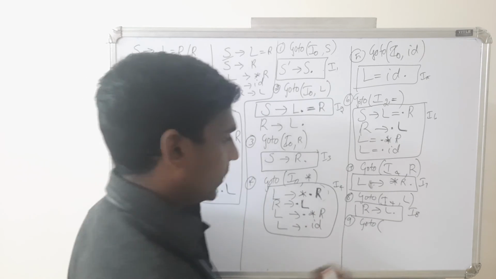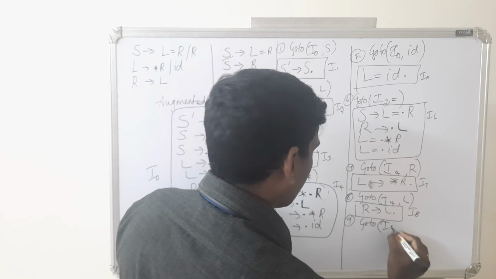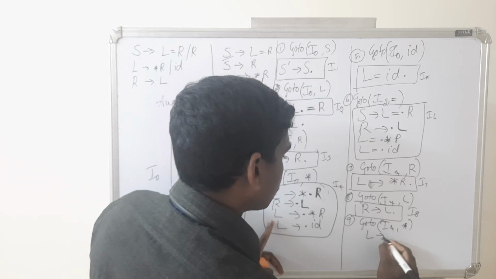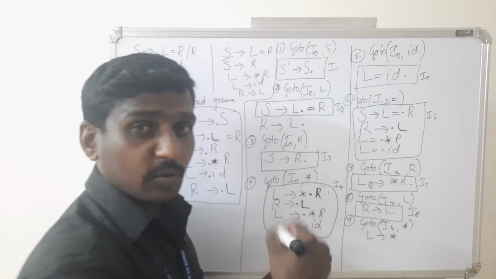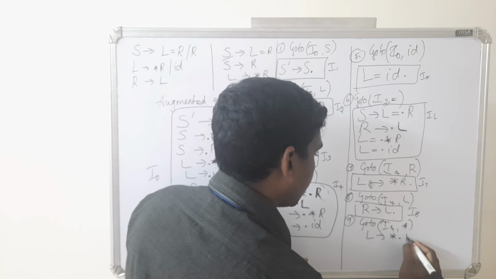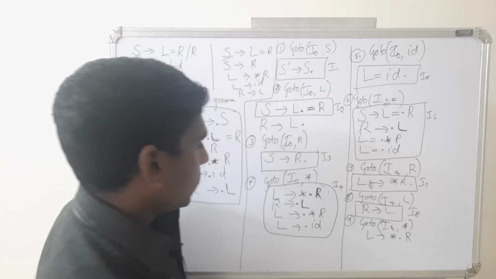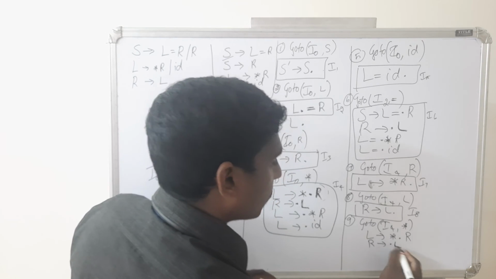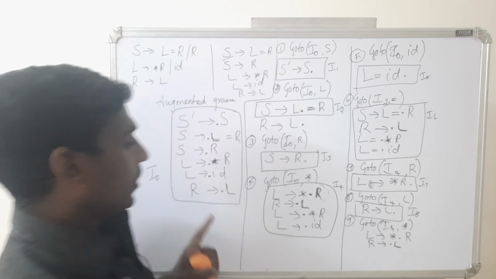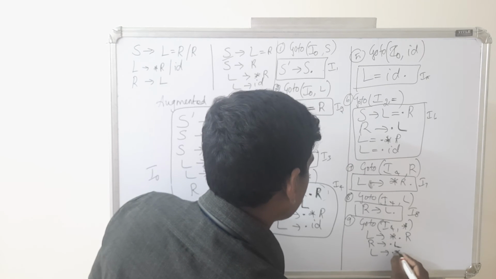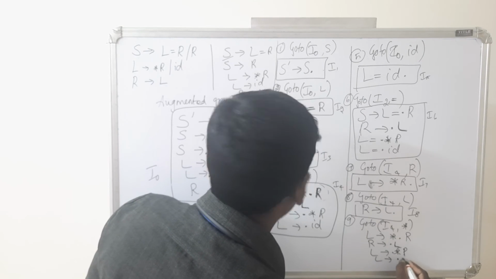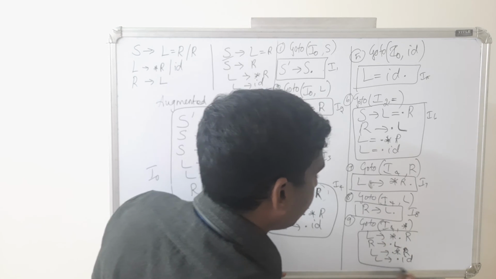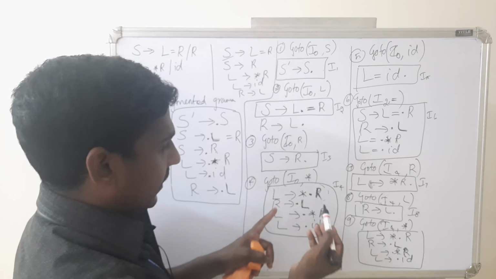Again star and ID are there. So goto of I4 comma star. I will write L tends to star, I move one step afterwards, so star dot L R. Since this is R, I am going to write R tends to dot L. Since the dot comes near L, I am going to write these two productions from I0: L tends to dot star R and L tends to dot ID. Okay, dot ID. So check whether this is a previous one or a new one. See, it is already there, I4.